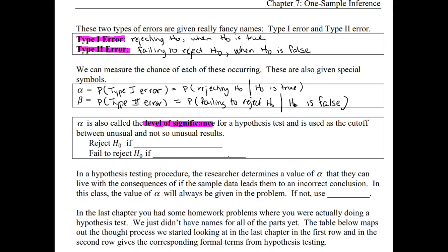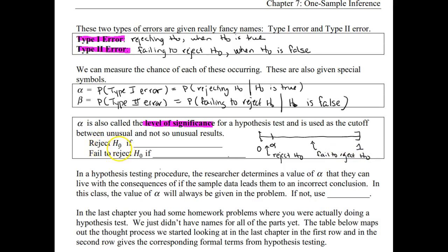Alright, so of these two, the one that we're going to mainly focus on is alpha. And alpha is given a special name called the level of significance for a hypothesis test. It is this thing that's going to be used as a cutoff between unusual and not so unusual results. So as we compute a probability, it can be any number between 0 and 1. And this value of alpha, if events have a probability less than or equal to alpha, this is where we're going to reject the null hypothesis. And in here, we're going to fail to reject the null hypothesis.